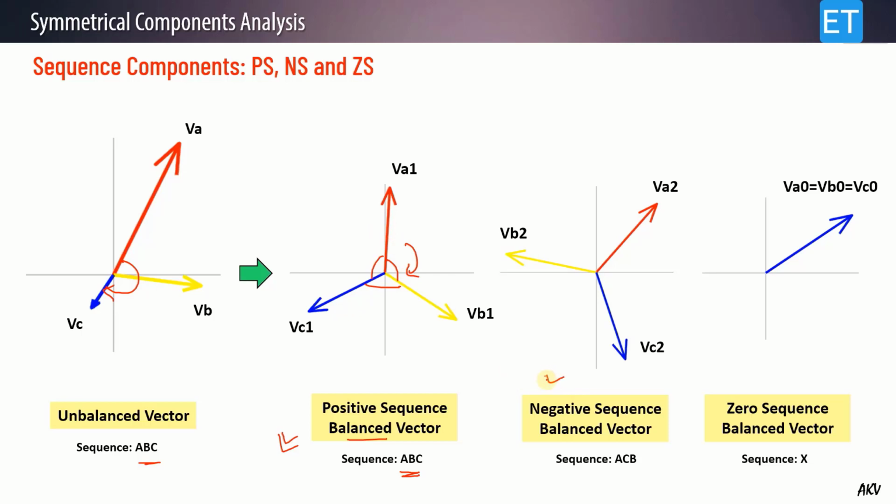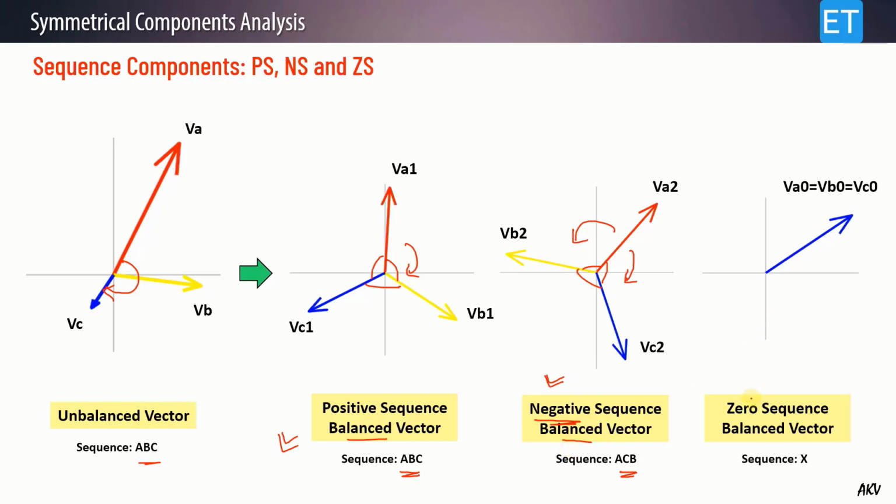But in this case, it is the negative sequence balanced vector. It is also a balanced vector, I mean the magnitudes are the same, having equal angles between them, but the phase sequence is reversed. Here you get red, blue, and yellow instead of red, yellow, and blue. So its phase sequence is opposite to the input vector. That's why it is known as the negative sequence vector.